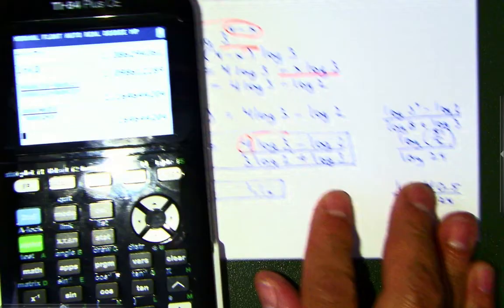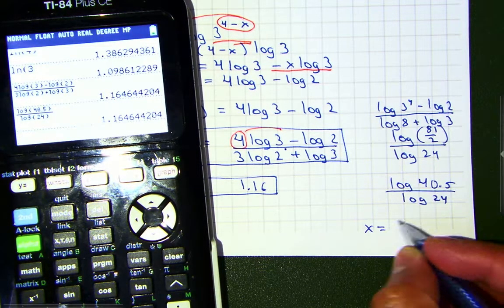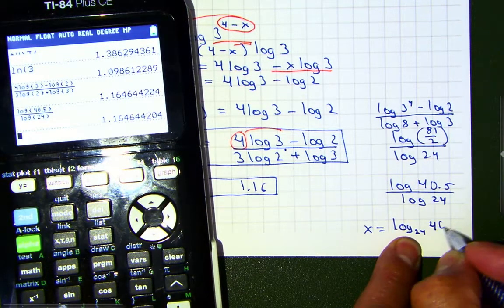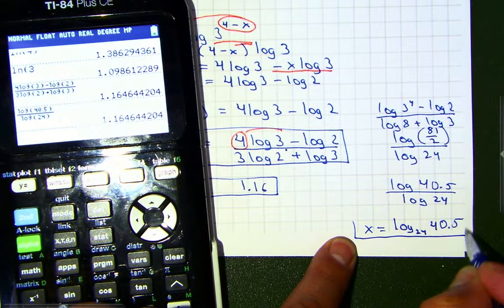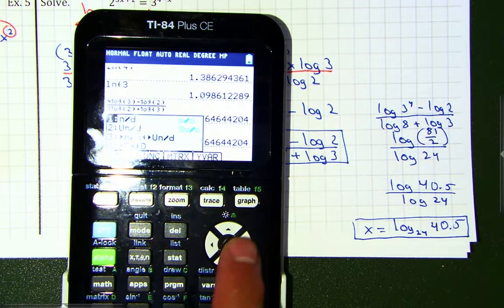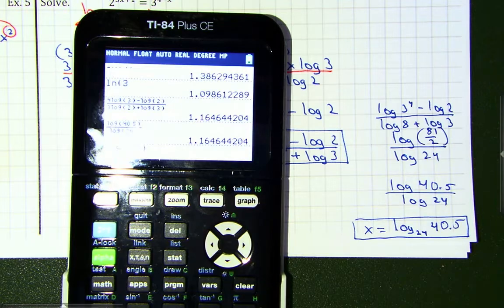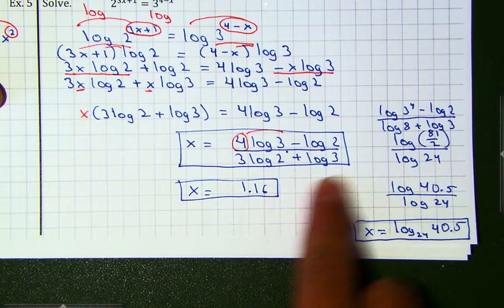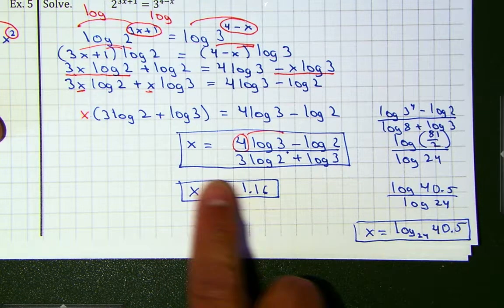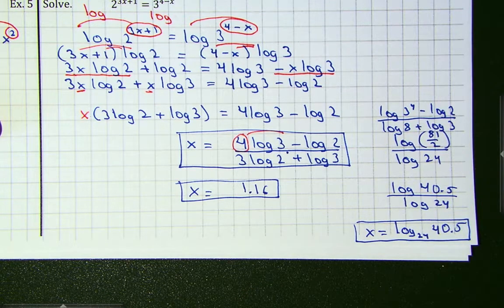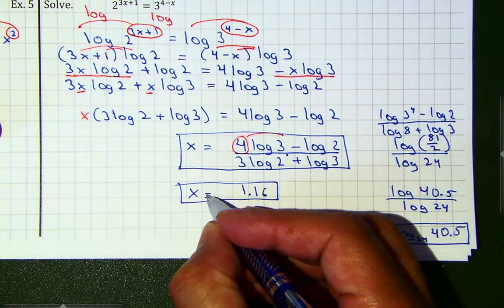Then I can change it to x is equal to, by change of base, log base 24 of 40.5. And if you type that in, that should still give you the same answer. So just in case you see it in a different form, you know. But for my purpose, for my homework, you can just leave it as this. You don't have to go through the whole condensing of your answer, because most of the time you have to use it and approximate.